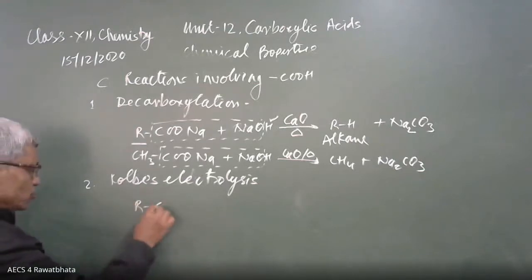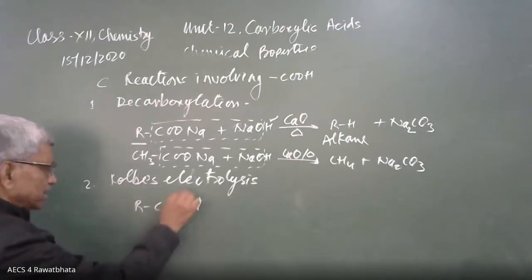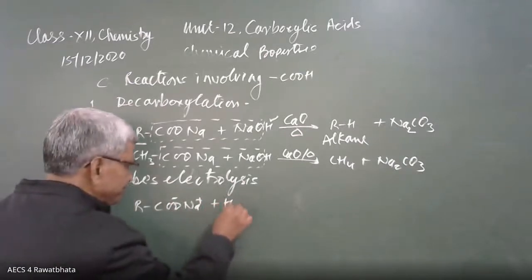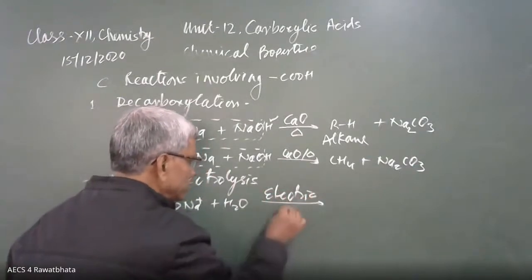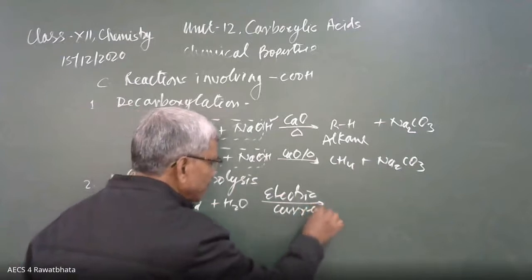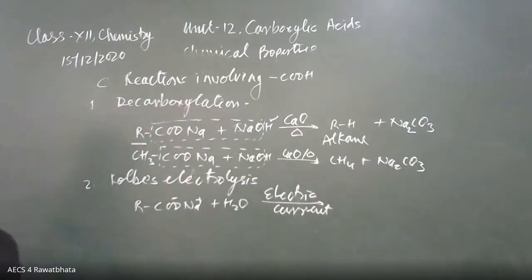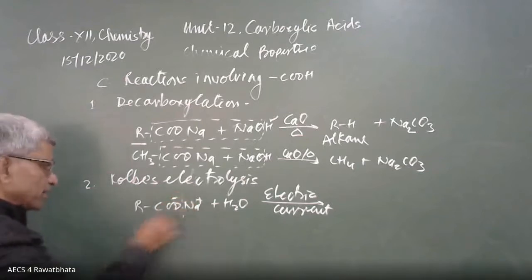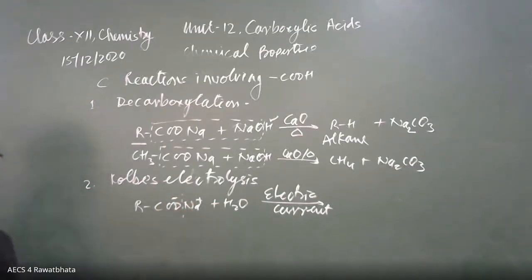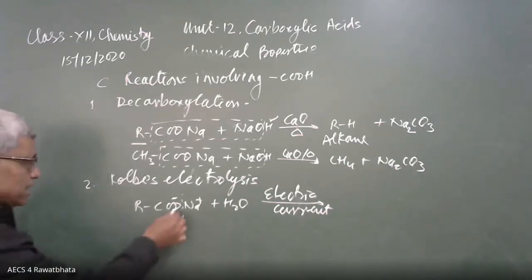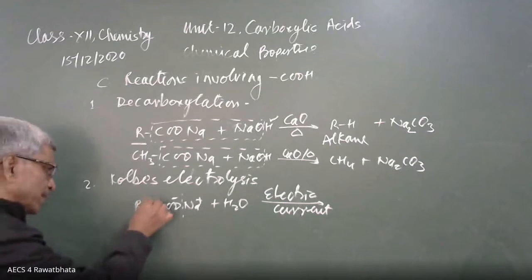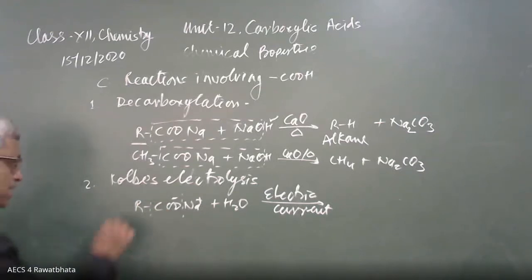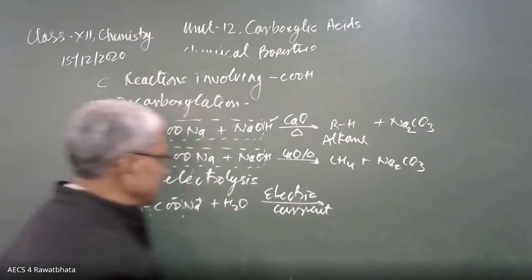We are going to take the sodium salt of a carboxylic acid, its water solution, and pass electric current. Electrolysis means we are going to pass electric current. This is going to break into Na+ and RCOO-. Na+ is attracted by the negative electrode, the cathode, and RCOO- is attracted by the positive electrode, the anode, where it is again going to break into two parts. And finally, it is going to join in this way.